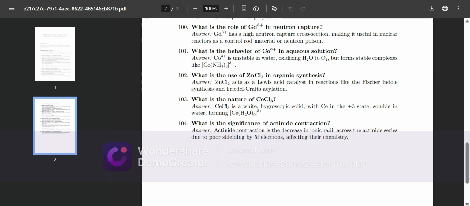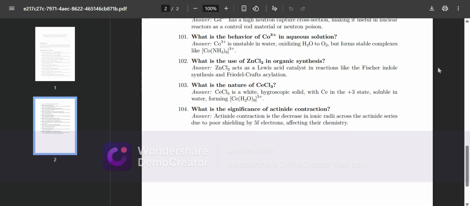What is the nature of CeCl3? CeCl3 is a white hygroscopic solid with Ce in the plus 3 state, soluble in water, forming [Ce(H2O)9]3+. What is the significance of actinide contraction? Actinide contraction is the decrease in ionic radii across the actinide series due to poor shielding by 5f electrons, affecting their chemistry.